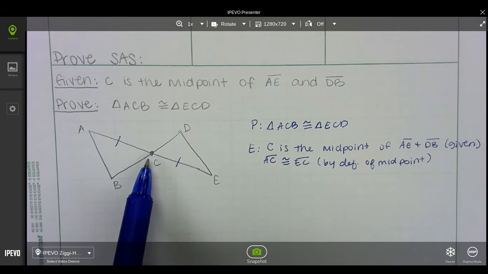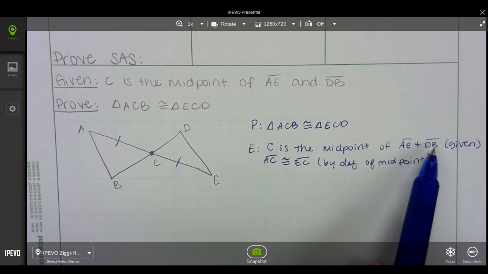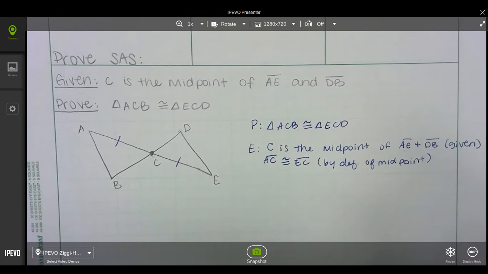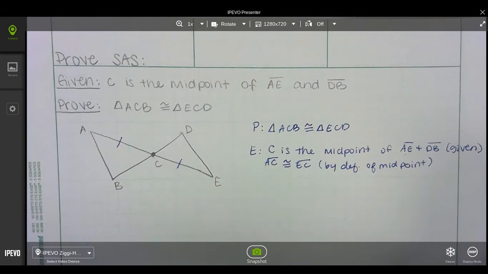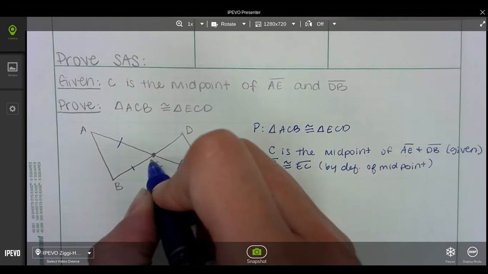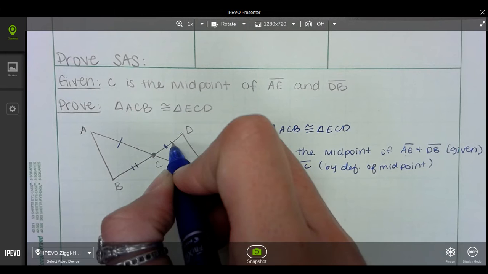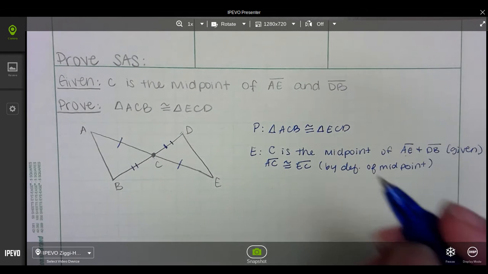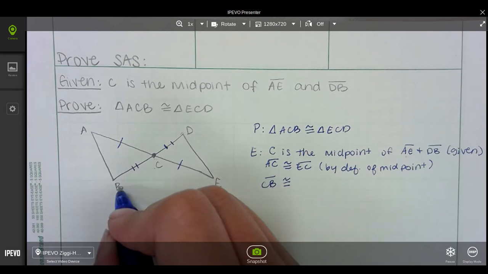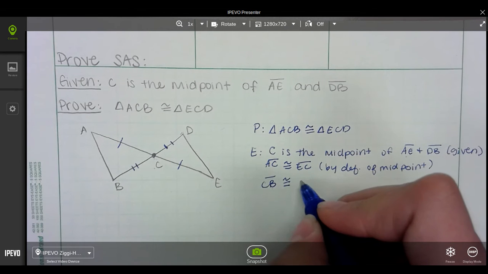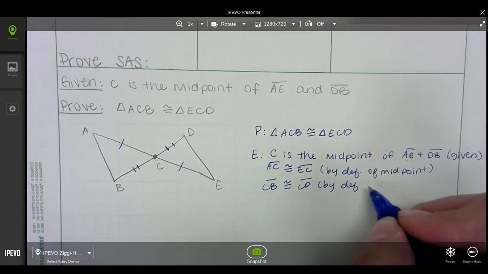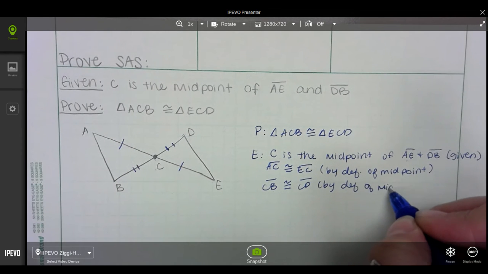Okay, so C is the midpoint of AE, but C is also the midpoint of DB. So if it's the midpoint of DB, then it would tell me that CB is congruent to CD. So these two are congruent. And my reasoning for this is by the definition of midpoint.